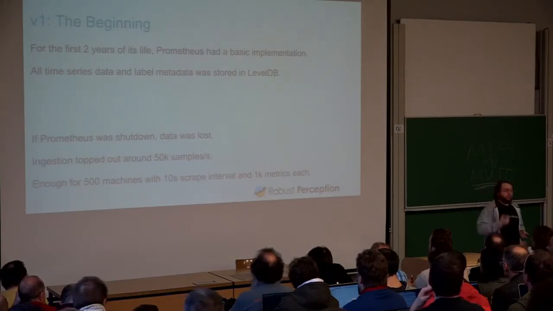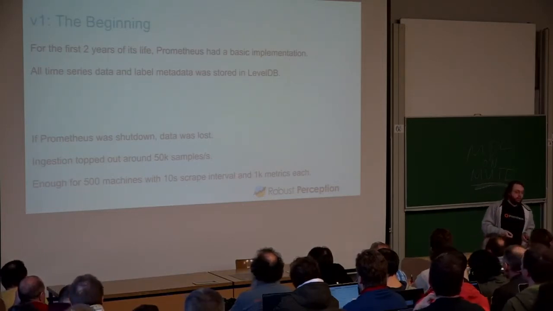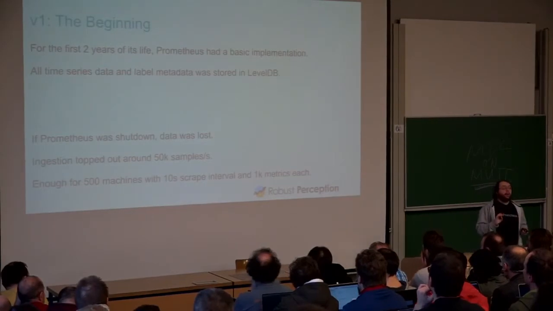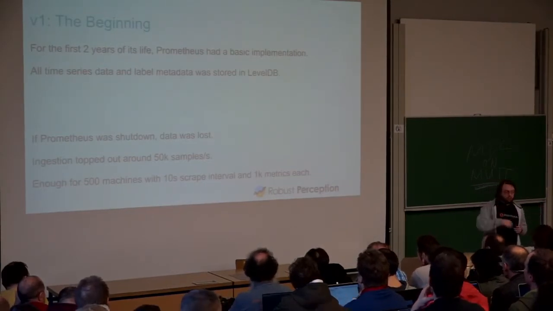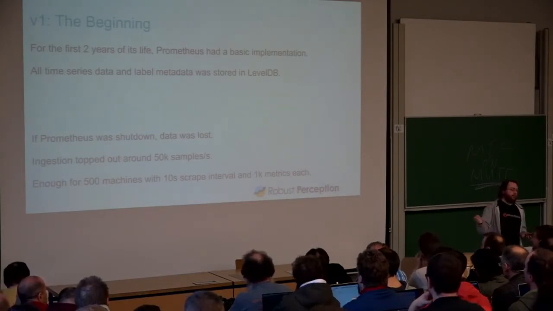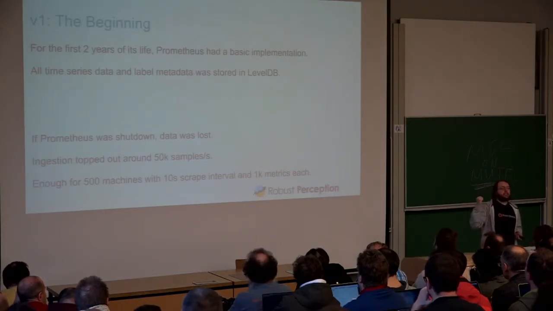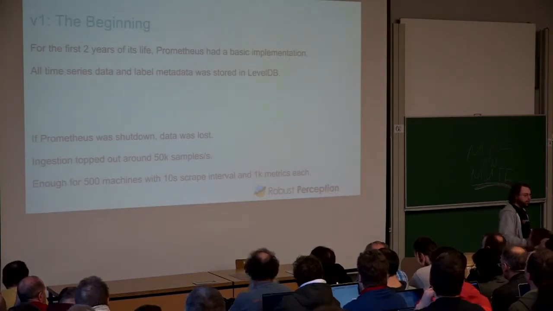If Prometheus was shut down or killed, you're going to lose 15 minutes of data, potentially. In terms of performance, it topped out at around 50,000 samples per second, which was still, shall we say, competitive within the space at that time. That's quite a lot of samples. To give you some context, if you had 500 machines that you were scraping every 10 seconds with 1,000 metrics each, it could deal with that. So that worked pretty nicely, even on a reasonably large system.